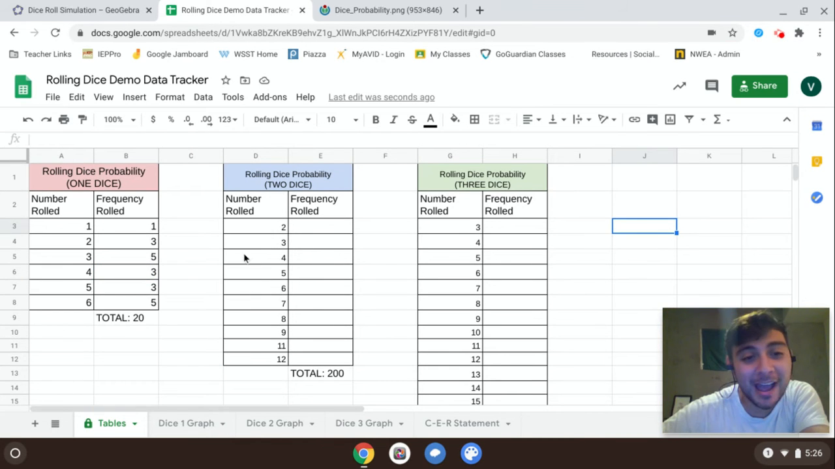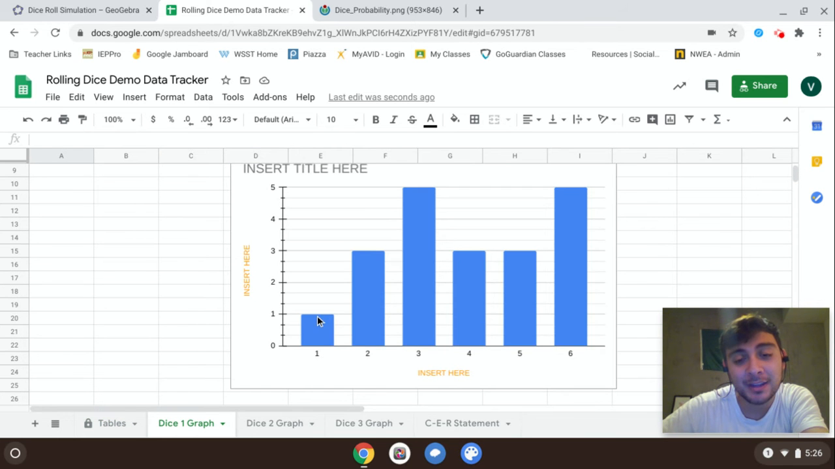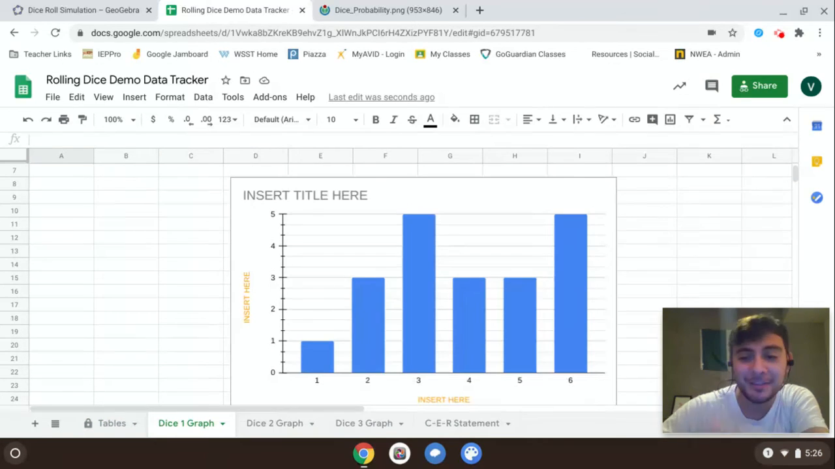Okay, so as you can see right here, I have my data. This should be totaling to 20 different times. So I have 1 plus 3 is 4, plus 5 is 9, plus 3 is 12, plus 3 is 15, plus 5 is 20. So 20 total times. And as you can see, my dice graph, boom, look at that. Look how beautiful that looks. Not super great, but that's how it looks, right?